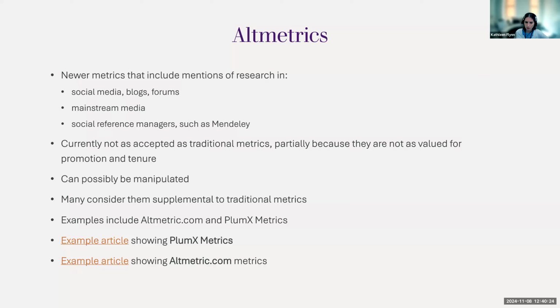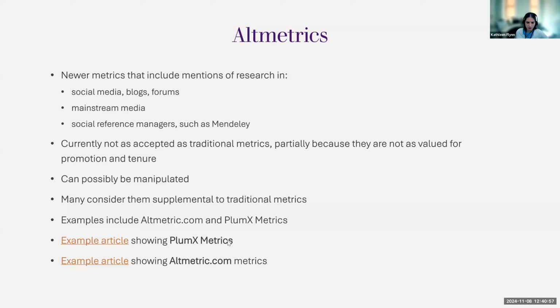So it has the potential to produce higher counts since it's much simpler to just mention an article than cite it. But currently they're still not as accepted as those traditional metrics, possibly because they're not considered as valuable for promotion and tenure. And of course, there's another fear, just like the regular traditional metrics, they can be manipulated. You could do the same here. You could have fake social media accounts, for instance. So in general, they're considered supplemental to traditional metrics.